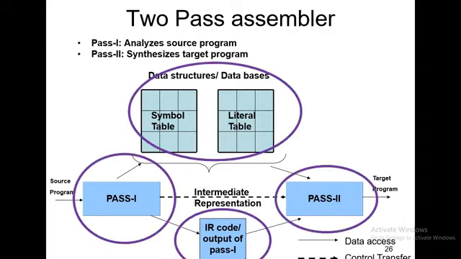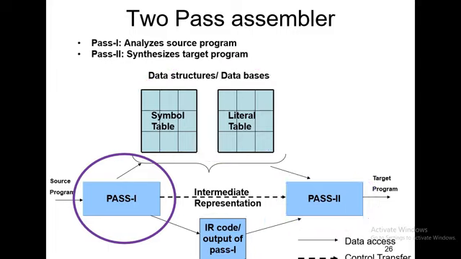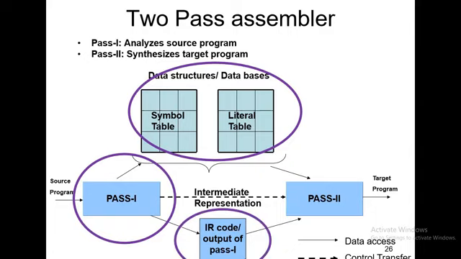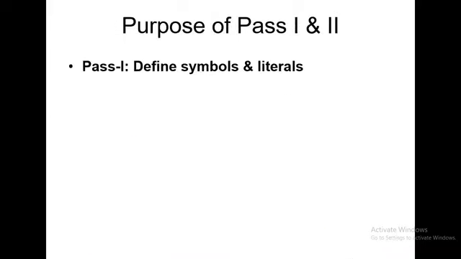Now see, this is the pass1 assembler. After that, the data structures, or we can say the database, which is generated from the pass1 assembler, as well as the intermediate code, are all given as an input to pass2, and it will generate the target program.